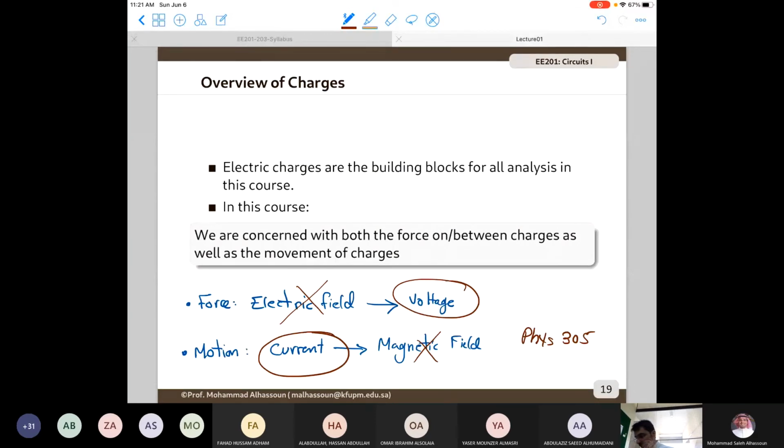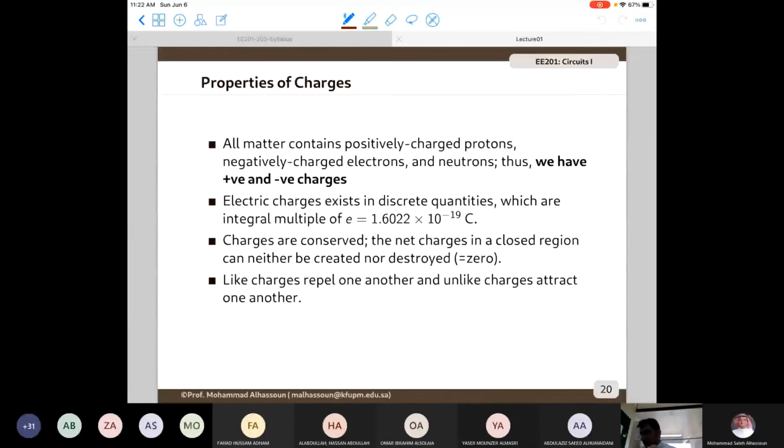So again, this is what happens when we study the force between charges. We'll have the voltage. When we study the motion of charges, we are talking about the current. So charges are very important. So let's talk more about charges.